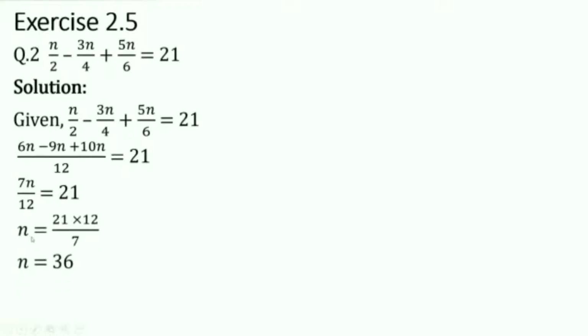So the value of n is equal to 21. This 12, when we are shifting on the right hand side, will be in multiplication with 21. And this 7, when we are shifting on the right hand side, will be in the denominator. So it will be 21 into 12 upon 7. Further reducing, 7 3s are 21. So we'll have 12 into 3. So it is 12 3s are 36.